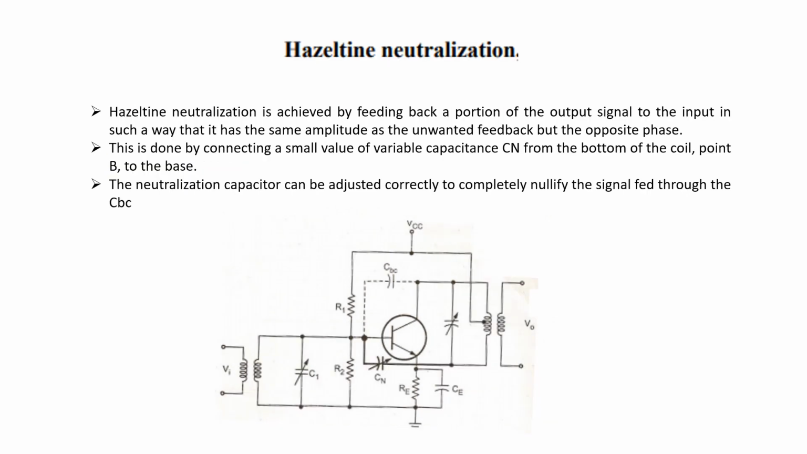The figure shows one variation of the Hazeltine circuit. In this circuit, a small value of variable capacitance Cn is connected from the bottom of the coil, point B, to the base. Therefore, the internal capacitance CBC, shown dotted, feeds a signal from the top end of the coil, point A, to the transistor base, and Cn feeds a signal of equal magnitude but opposite polarity from the bottom of the coil, point B, to the base. The neutralization capacitor Cn can be adjusted correctly to completely nullify the signal fed through CBC.